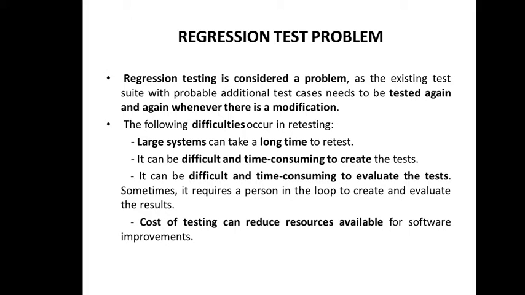Regression testing is considered a problem as the existing test suite with probable additional test cases needs to be tested again and again whenever there is a modification. It means that regression testing is carried out during maintenance when some changes are made. As and when any change is made, we have to retest the entire system again and again. So ultimately it's a very time consuming process, cost is involved, and a lot of effort is required. This becomes one of the major problems for testing again and again whenever a modification is done.